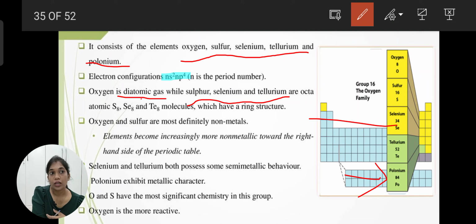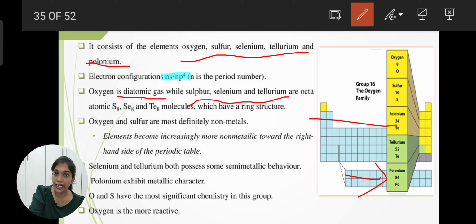Okay, now let's talk about polonium. Polonium was discovered by Marie Curie, who is a great lady. She got 2 Nobel Prizes, in chemistry and physics. She is the only lady who got a Nobel Prize in both chemistry and physics. She discovered the element polonium, and another one is radium. She gave polonium that name because it is her hometown. Okay, so polonium is discovered by Marie Curie.